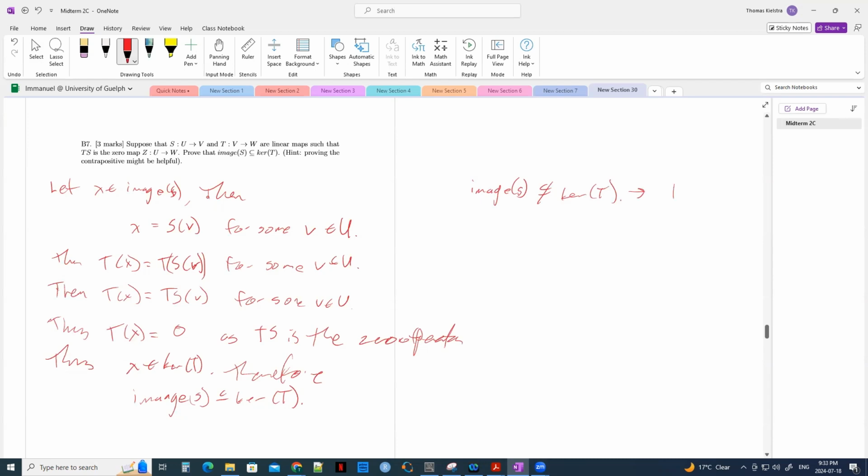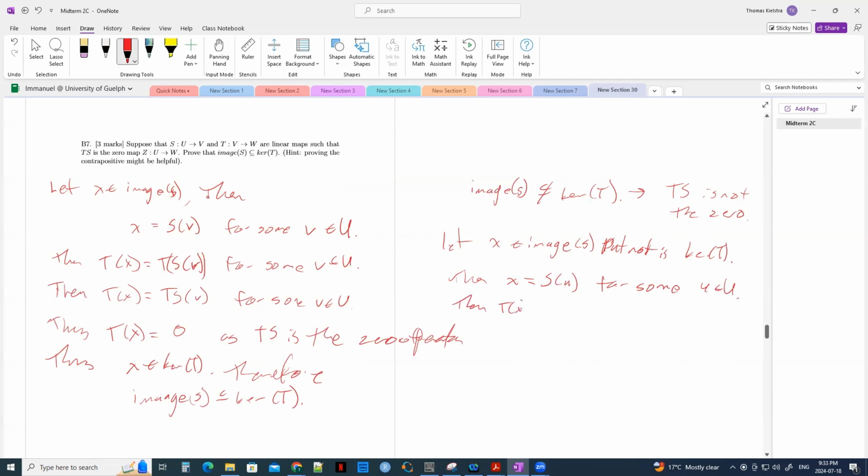Then TS is not the 0. To prove this, let X be in the image of S, but not in the kernel of T. Then X equals S of U for some U in U.